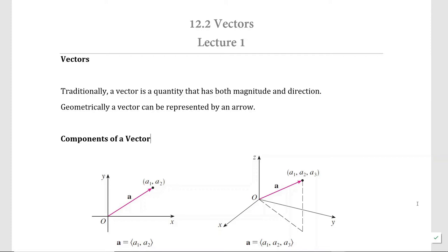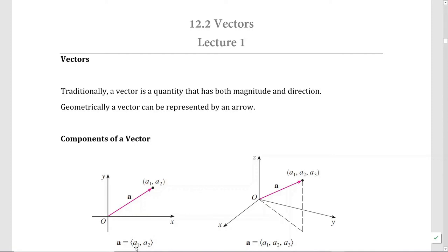But we want to discuss the concept of vector in the context of a Cartesian coordinate system. Suppose we have a two-dimensional Cartesian coordinate system and a point whose coordinates are a1, a2. If we connect the point with the origin, then a vector is obtained. We say the vector A has components a1, a2. So the point has coordinates a1, a2, but the vector is represented by these angular symbols. These are called angular brackets.